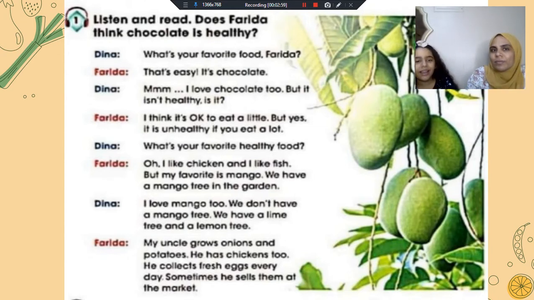What's your favorite fruit, Farida? That's easy. It's chocolate. I love chocolate too. But it isn't healthy, is it? I think it's okay to eat a little. But yes, it is unhealthy if you eat a lot. What's your favorite healthy food? Oh, I like chicken and I like fish. But my favorite is mango. We have a mango tree in the garden. I love mango too. We don't have a mango tree. We have a lime tree and a lemon tree. My uncle grows onions and potatoes. He has chickens too. He collects fresh eggs every day. Sometimes he sells them at the market.